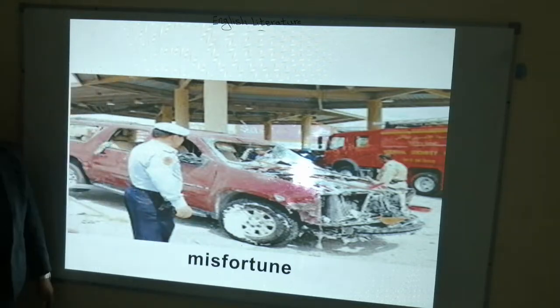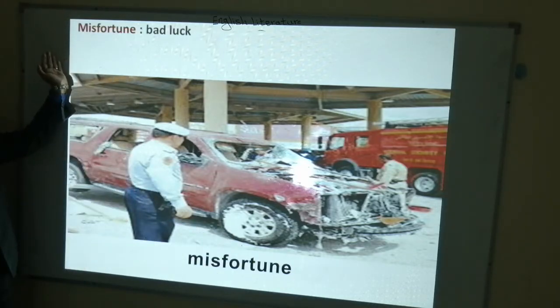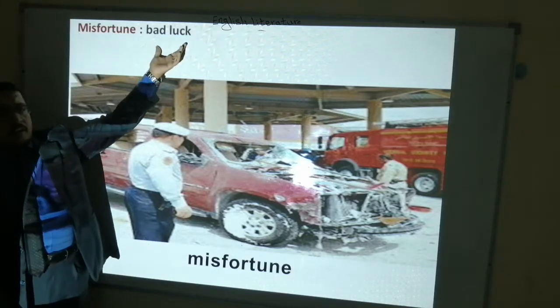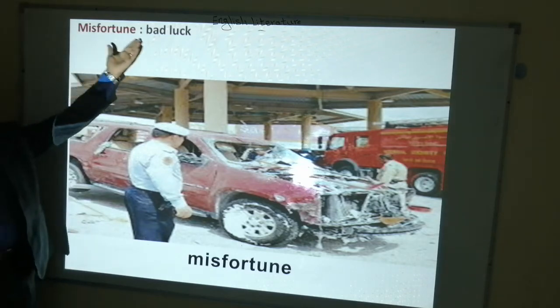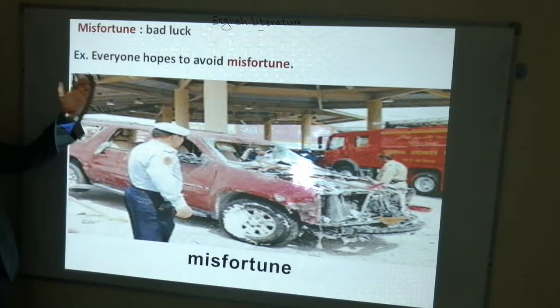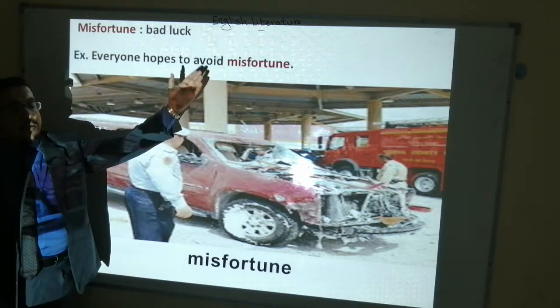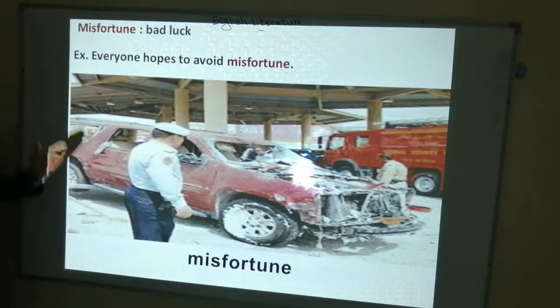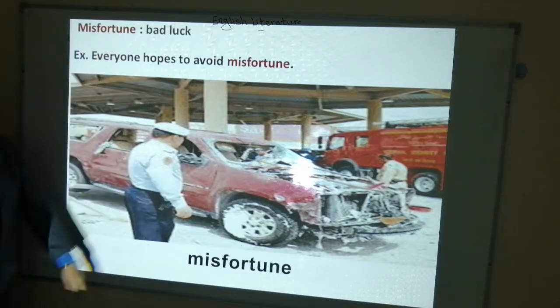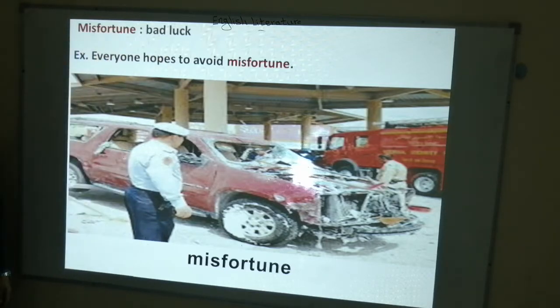The next word that we have is misfortune. What does it mean? As we studied for the prefix, mis means bad, and fortune means what? Luck. So misfortune means bad luck. For example, everyone hopes to avoid misfortune. Again, misfortune, bad luck.